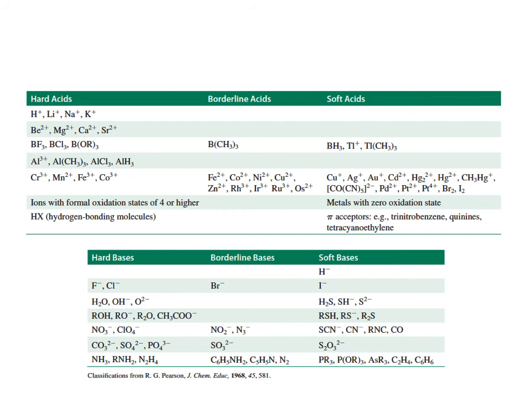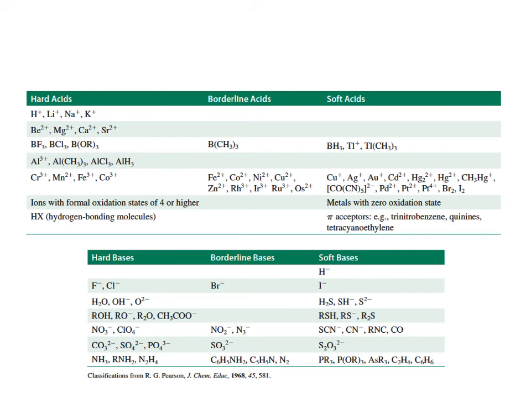These ions, either because of their low positive charge or because of their location in the periodic table, are much larger than the highly charged early transition ions in the hard acid category. And in between are borderline acids, and some of those examples are lowly charged first row transition metal ions, such as iron 2+ and cobalt 2+.